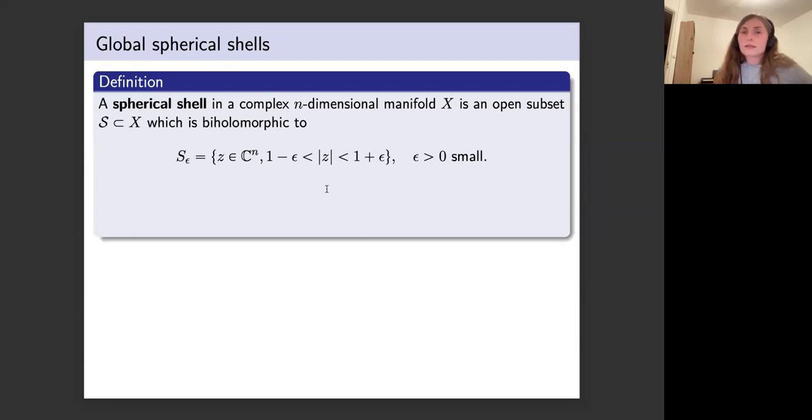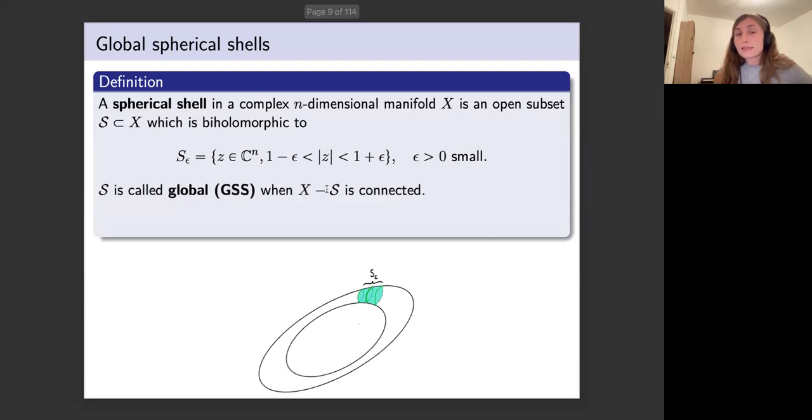So any complex manifold contains such a thing: if you just take a ball as a chart in it and then a neighborhood of the boundary. But this is not so interesting. We say that this spherical shell is global when it does not disconnect the manifold. And then this becomes more interesting.